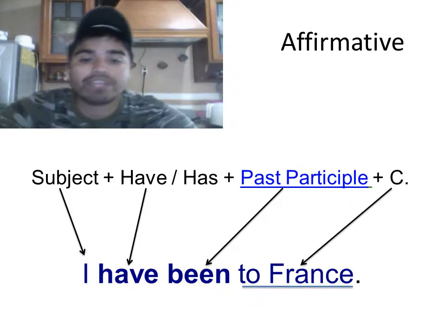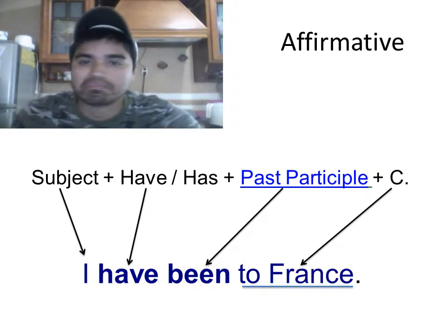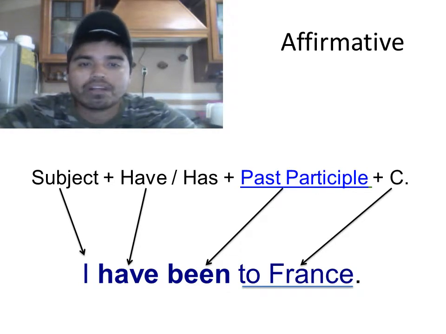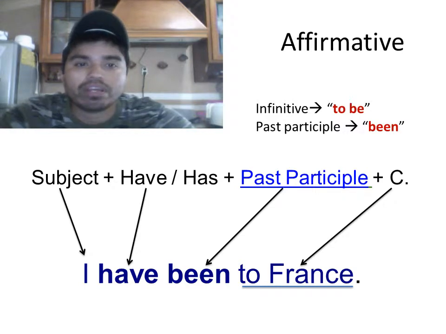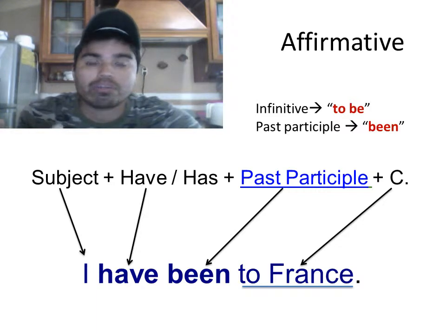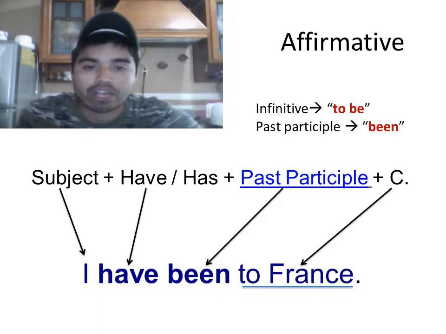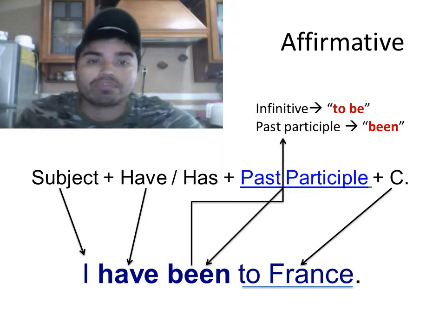All right, I have been to France. I have the experience to be in France. Could be 3, 4, 1 time. So as you can see, the complement is to France. Now, we have to remember that the infinitive, the main verb, is in this case the verb to be, and its past participle is the form that we call been. That's why we are using been, and that's the past participle of the verb to be.